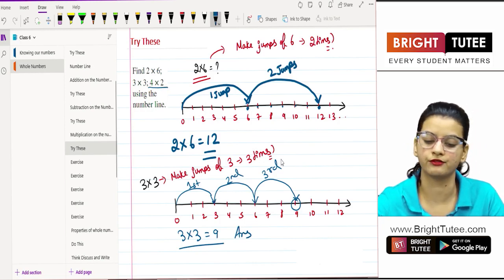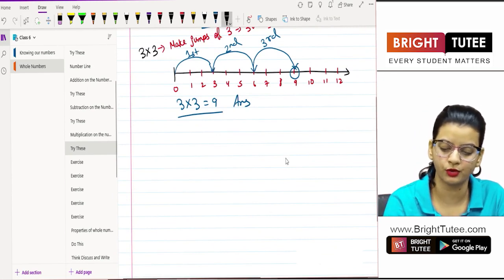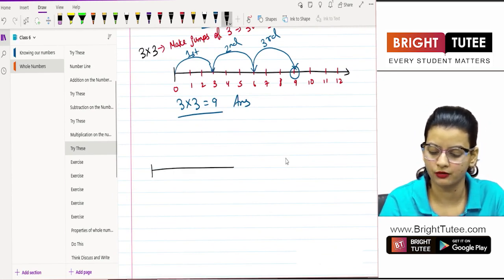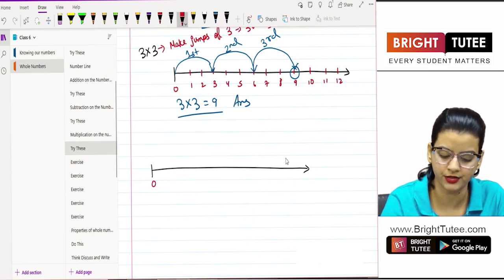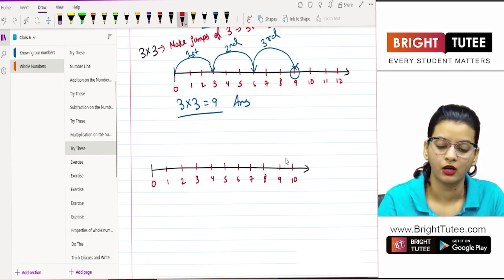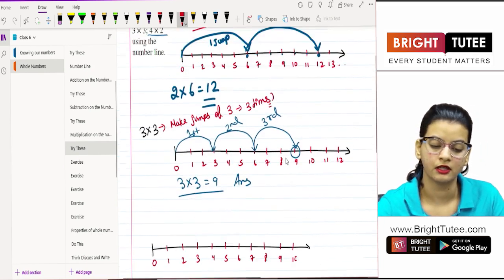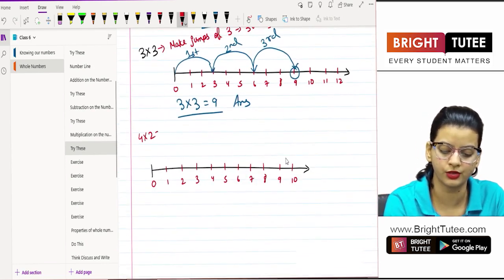Now last, I have to calculate 4 into 2. Let us calculate 4 into 2 using the number line. Again, we will make the number line over here. Let's start marking the numbers: 0, 1, 2, 3, 4, 5, 6, 7, 8, 9, 10 and so on. I have to calculate 4 into 2 equals what?